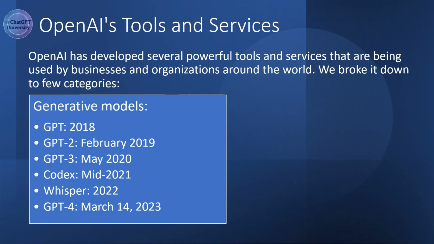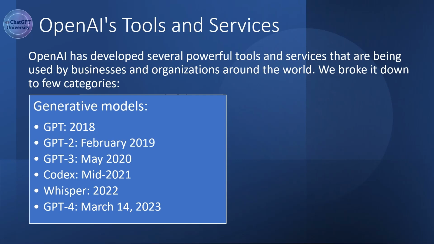Codex was announced in mid 2021. Codex is a descendant of GPT-3 that has been additionally trained on code from 54 million GitHub repositories. According to OpenAI, the model can create working code in over a dozen programming languages, most effectively in Python.